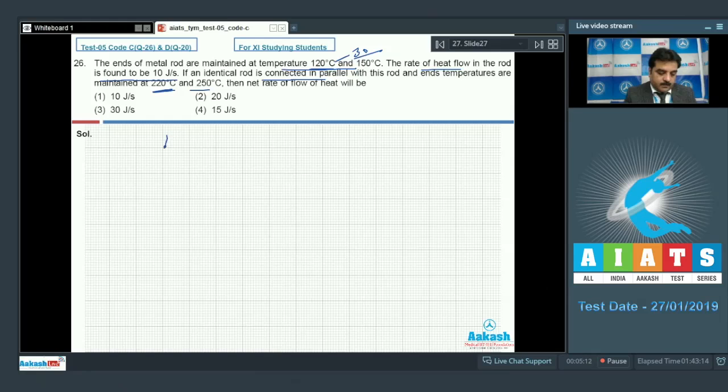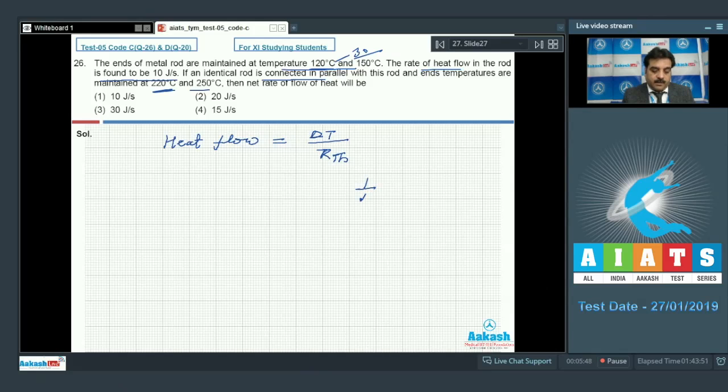So we know that heat flow we can solve by using temperature difference and thermal resistance, just like Ohm's law. But when you connect rods in parallel, what will be the change in resistance? You know very well. In this case, you are observing two cases. The temperature difference in both cases is 30. When you connect in parallel instead of series, you will get a change in resistance.